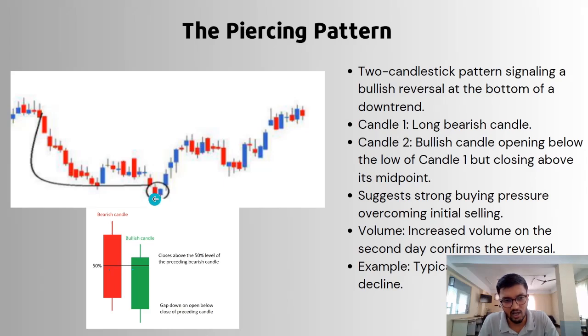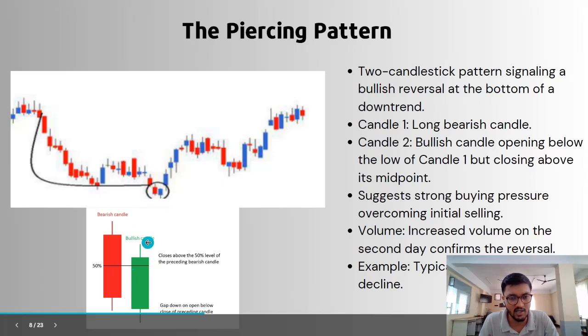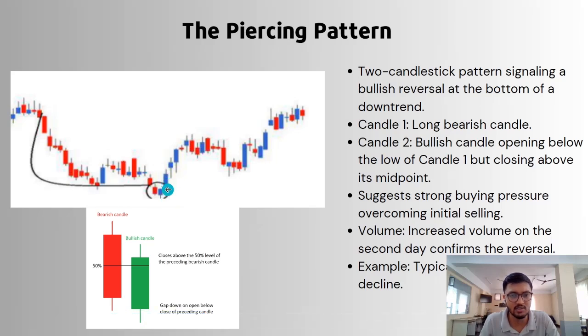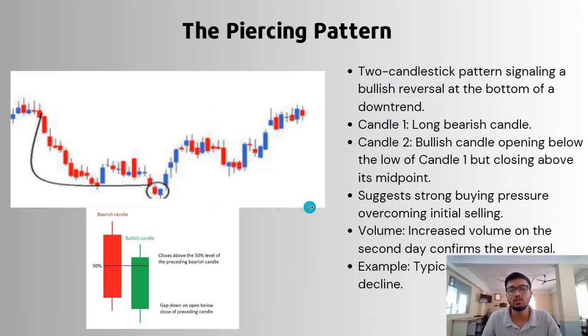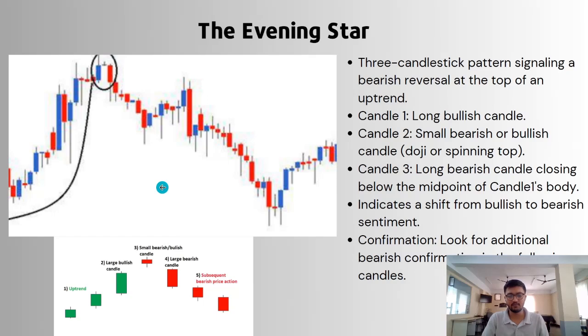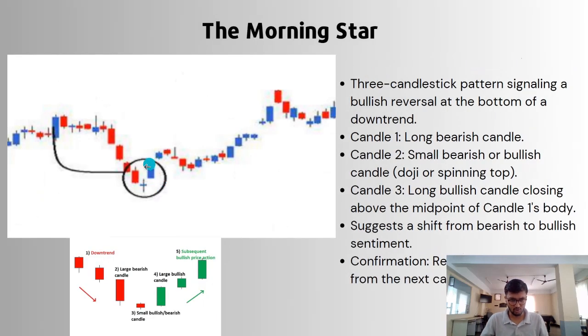So this has halfway surpassed this particular candle, and you can take a trade at this position with a stop loss somewhere around the low of this candle, or in the next candle, the low of this particular candle. It would be a good trade because obviously it's a trend reversal pattern. An increased volume on the second day confirms the reversal. So you can see on the second day there was this huge green candle.